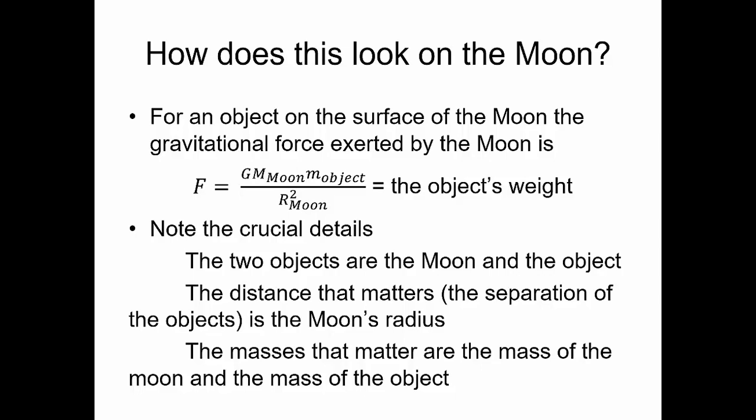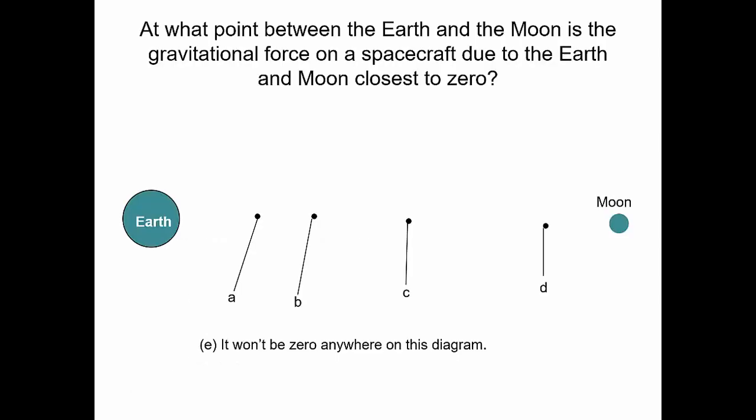Now let's consider some conceptual questions about gravity and the force of gravity and see how things turn out. At what point between the Earth and the Moon is the gravitational force on a spacecraft due to the Earth and the Moon closest to zero? Now, something important to learn about forces, they have direction.